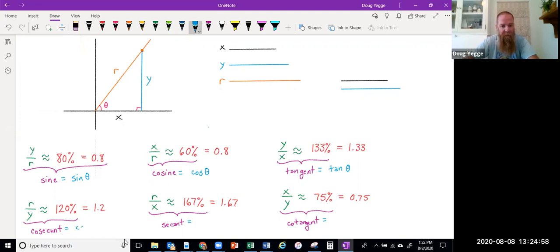Cosecant has the 3-letter symbol of CSC. So we say cosecant of theta. And if I ask for cosecant of theta, that means when you draw the angle theta, what is the hypotenuse compared to the height? Secant is SEC, secant of theta. How big is the hypotenuse compared to the base? And lastly, cotangent has a symbol COT. So when we say cotangent of theta, we're saying how big is the base compared to the height.